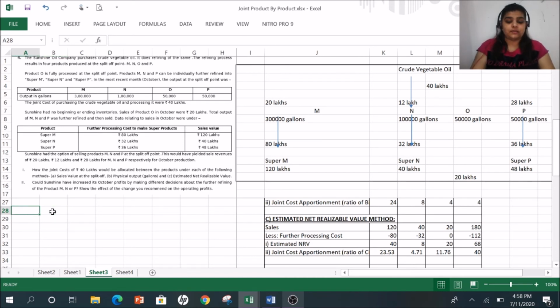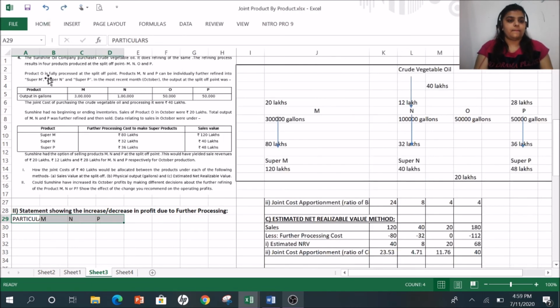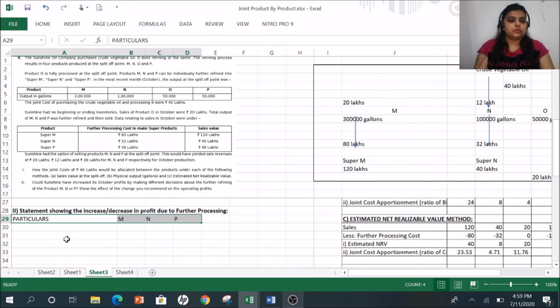So I am doing the second part here, where the statement showing the increase or decrease in profit due to further processing will be dealt with. Now, this is my statement. I will not take O here because O is anyways completely processed. There is no further processing for that. We don't have to take any further processing decision for that. We have M, N and P. So, let us start.